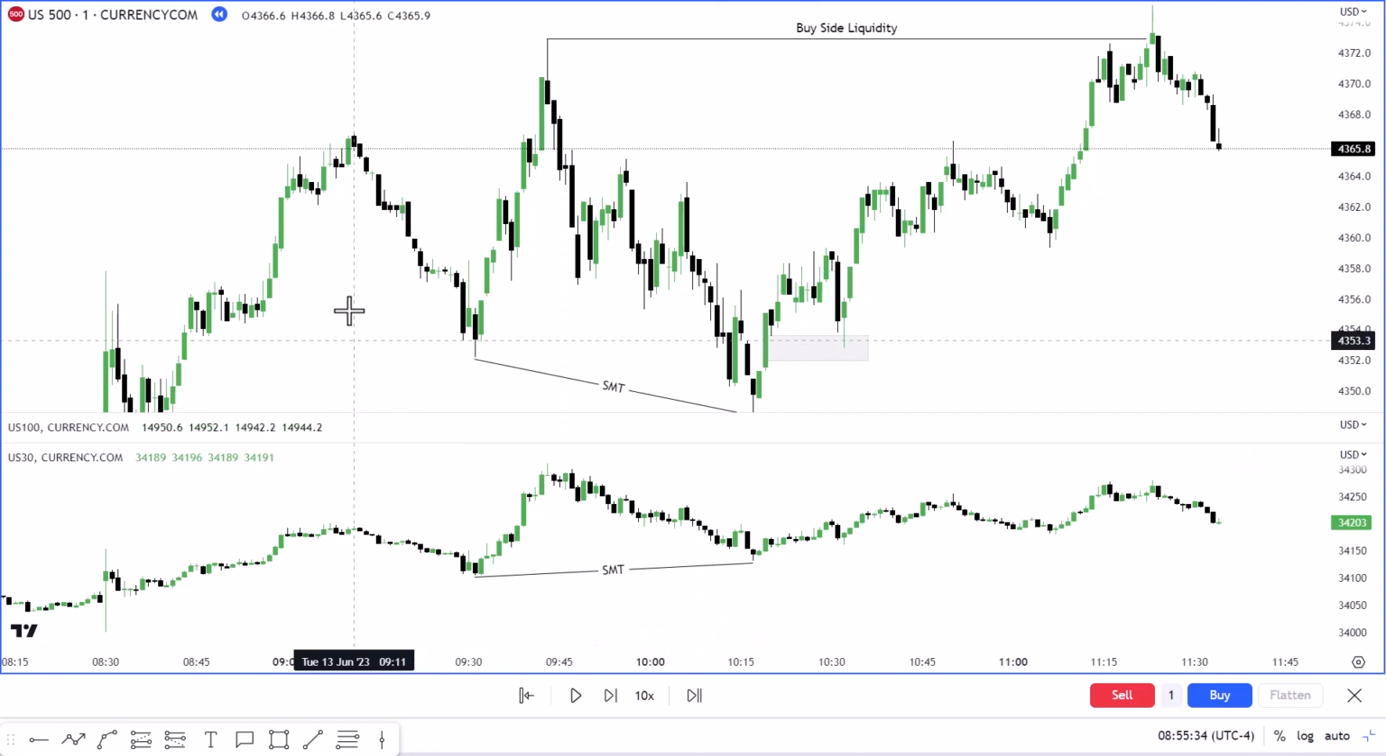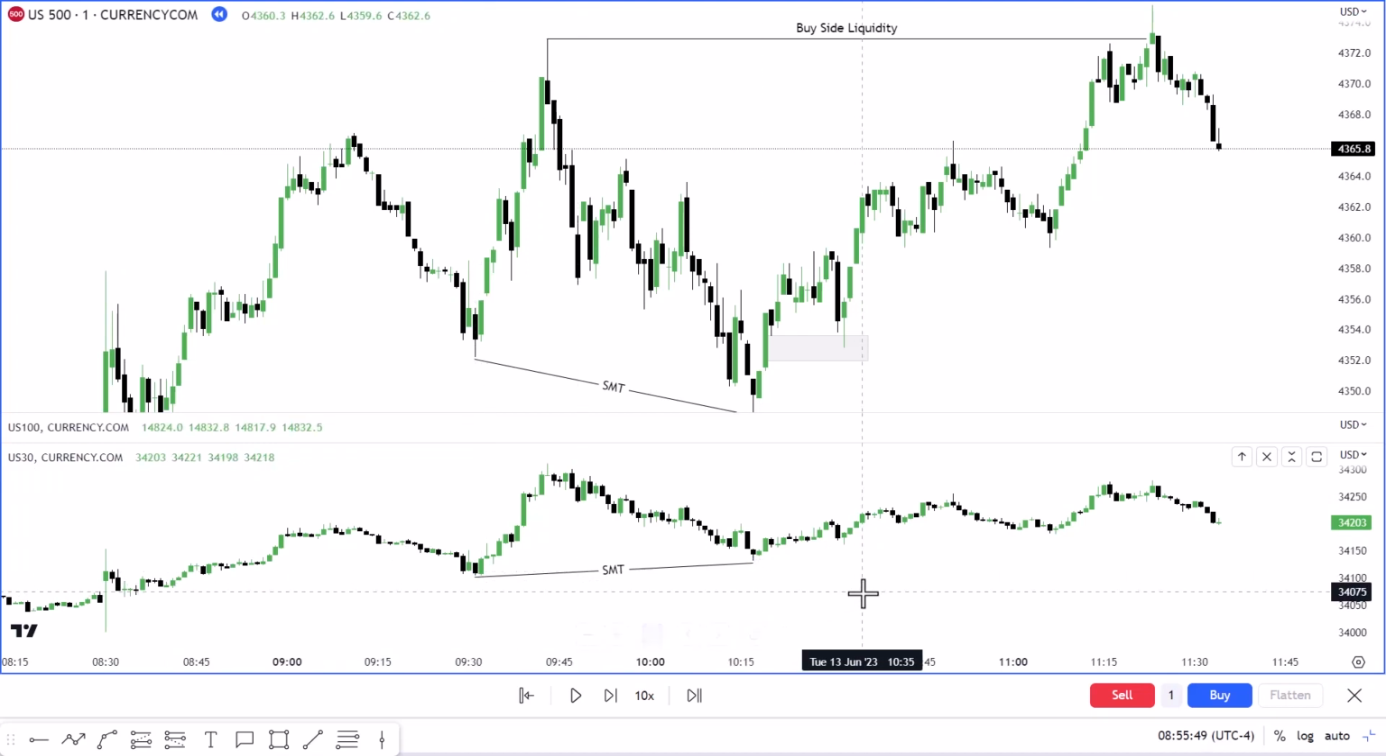Here on my screen, we have the US 500 on the top, and then down we have the US 30. These indices move symmetrically. So when we have a breach, when we have failure in one of these indices, one is called indice and more than one is called indices. When we have a breach, then we have SMT.